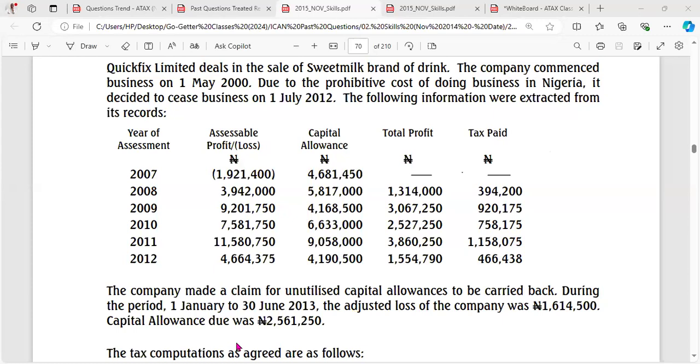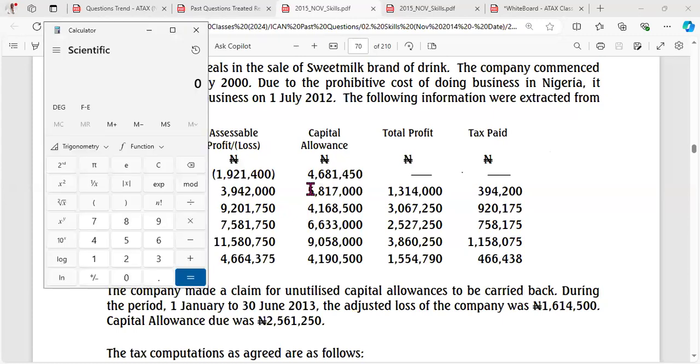Let's test something here. Look at total profit here. 1,314,000. This is your total profit, right? That's this one here. If I were to look for 30% of it, which is 0.3, I am to get 394,200, which is this. Now that's confirmed. Now there's something I want to show you here.